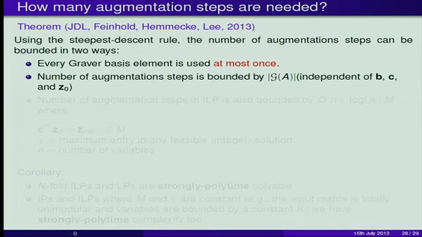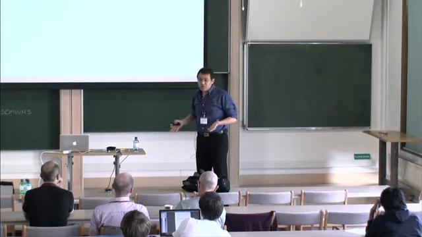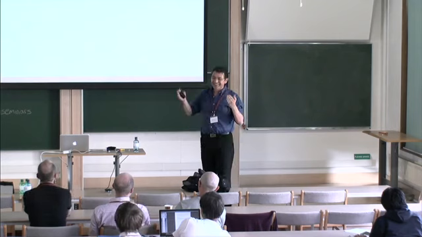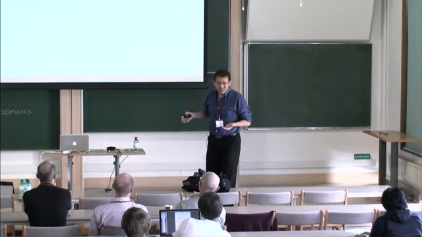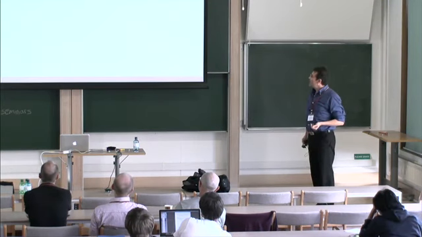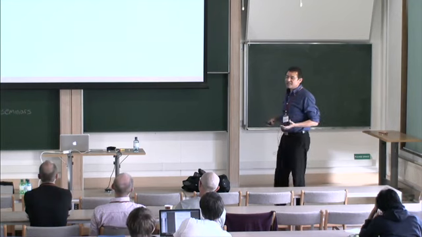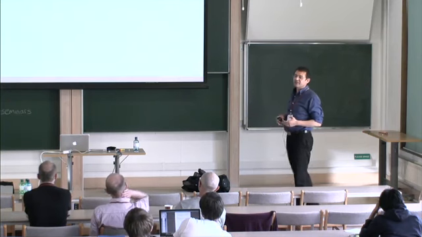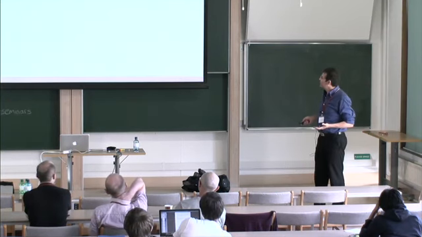Now, this is, of course, very useful when your Graver basis is polynomially bounded, like in the case of the n-fold matrices, where we have a nice bound on the size of the Graver basis. Now, in general, the Graver basis might be humongous. So can you say something when the Graver basis is not small?